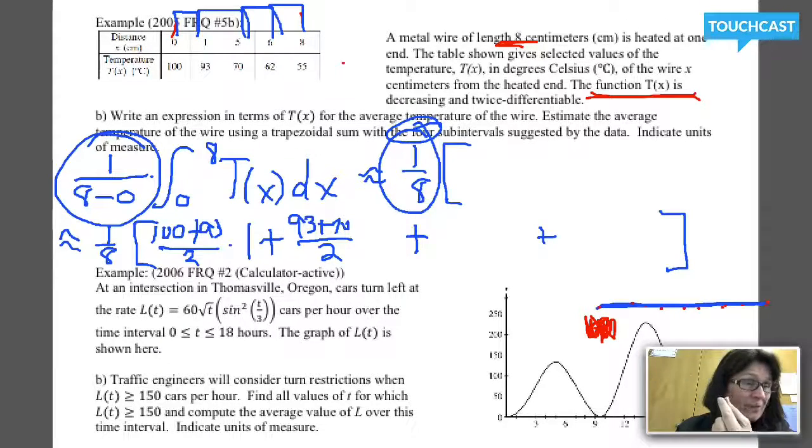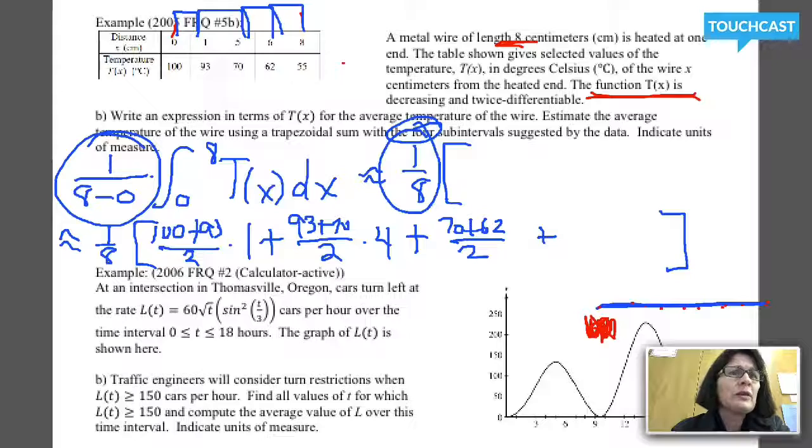Taking the average, that's adding them together and dividing by 2. I'm going to multiply by the width of that trapezoid. Well, that trapezoid covers x values from 1 to 5. That's a difference of 4. For my next trapezoid, that covers from 5 to 6. My 2 heights are 70 and 62, so 70 plus 62. I'm taking their average. I'm going to multiply by the distance across that interval, which is 1.